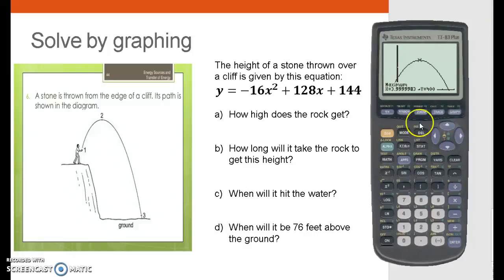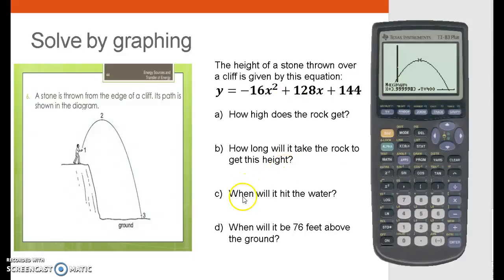The height is going to be in 3.9999 seconds. So in 4 seconds, it's going to be 400 feet high. So how high does the rock get? 400 feet high. How long will it take the rock to get to this height? Well, it'll take 4 seconds. So that's the first 2 questions.